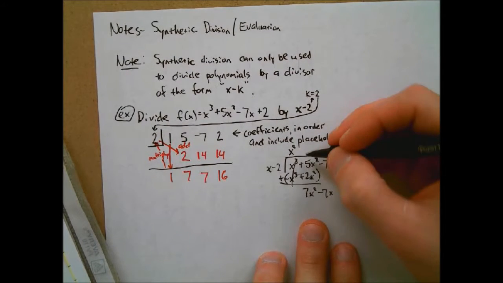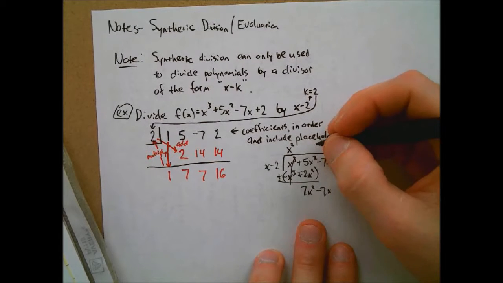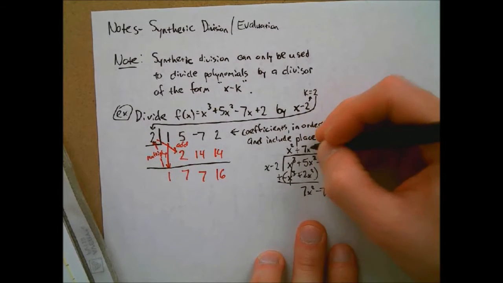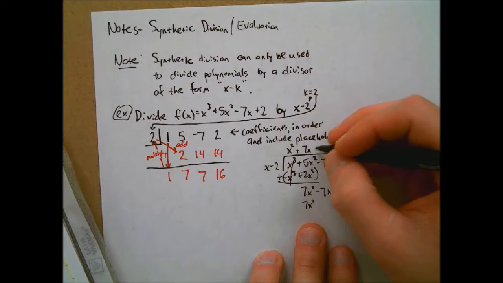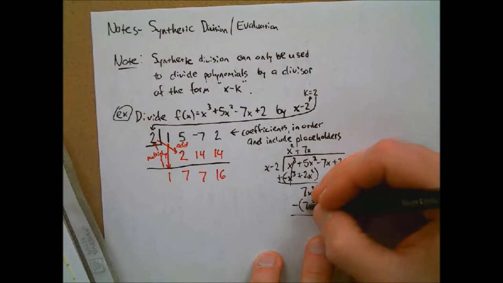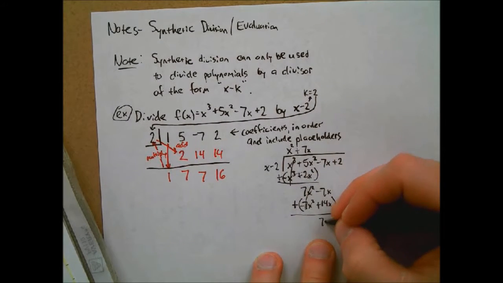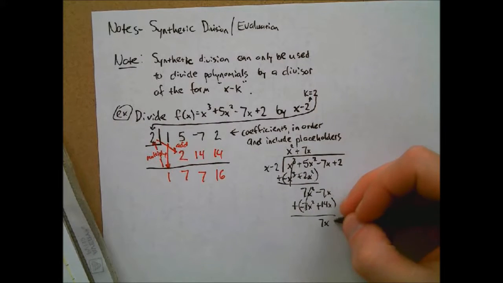What times x gives me 7x squared? 7x. So 7x times x is 7x squared. 7x times minus 2 is minus 14x. Subtract. But again, I don't like subtracting, so add the opposites. 7x squared cancels. I get 7x. Bring down the plus 2.